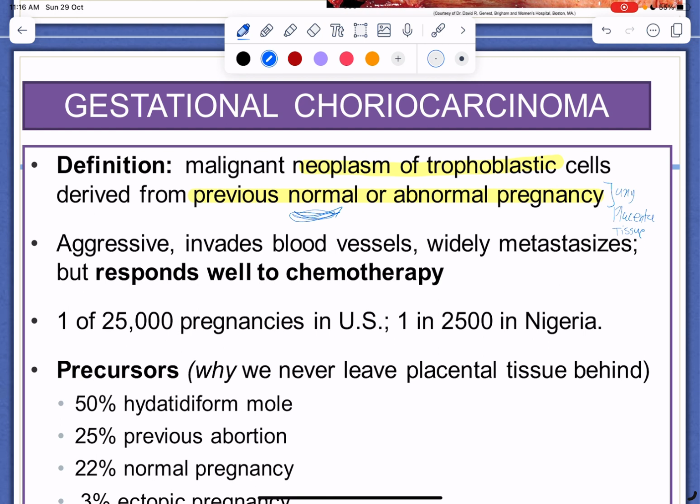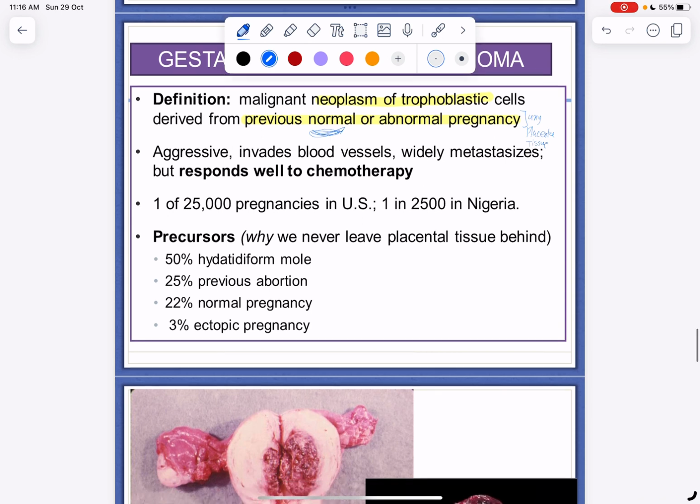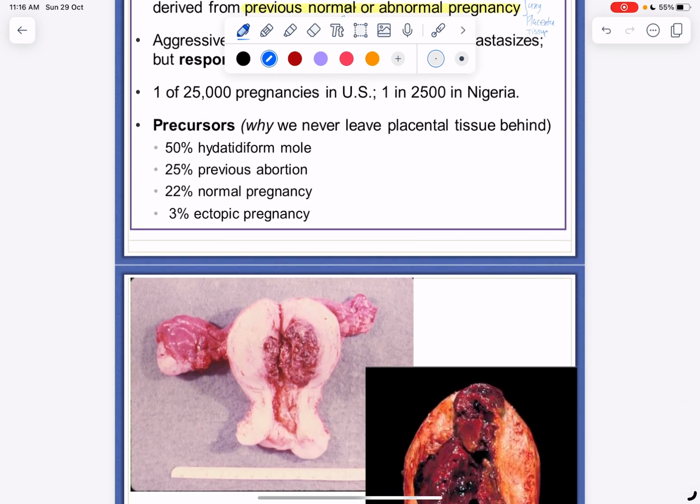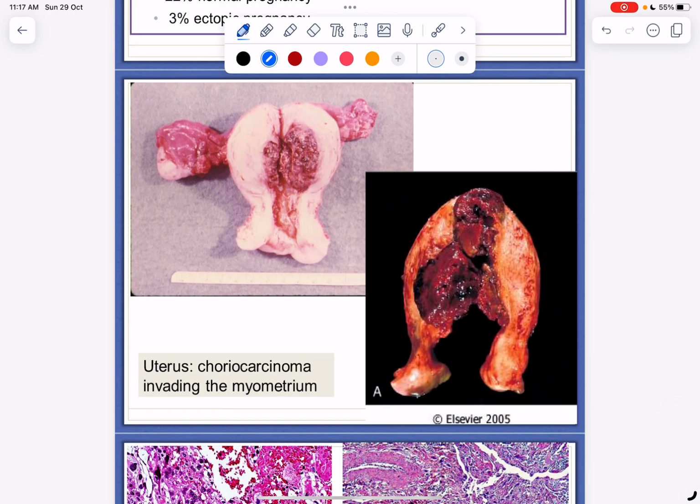Okay. What is the precursor of this choriocarcinoma? 50% of this choriocarcinoma arises from hydatidiform mole. 25% arises from a previous abortion, the remnants of the placenta. 22% of this choriocarcinoma arises from normal pregnancy. 3% from ectopic pregnancy. It is a malignancy of the placenta.